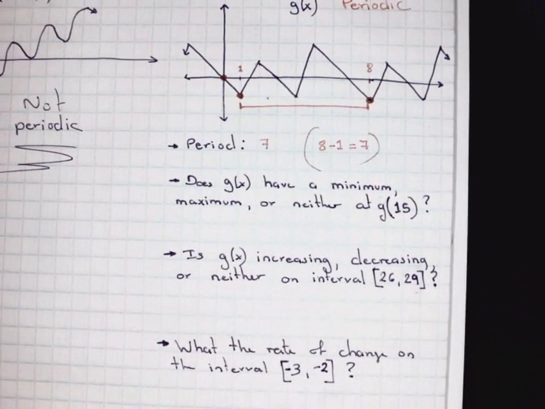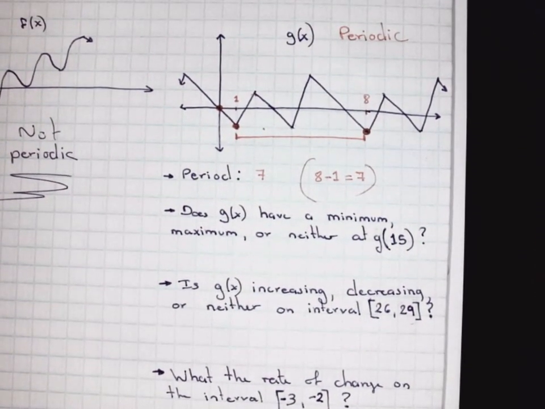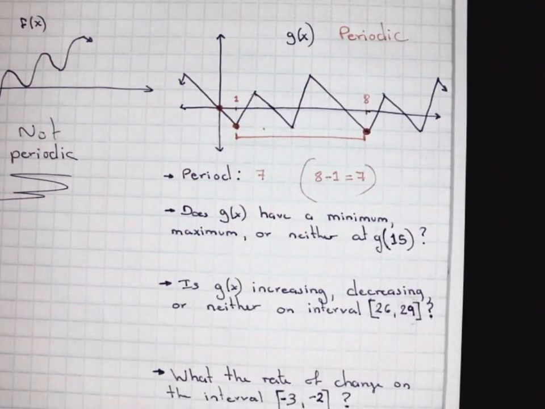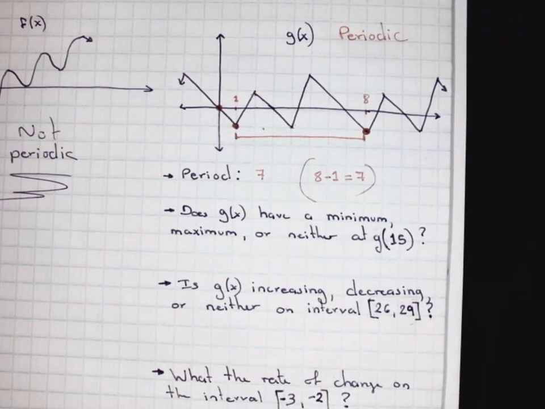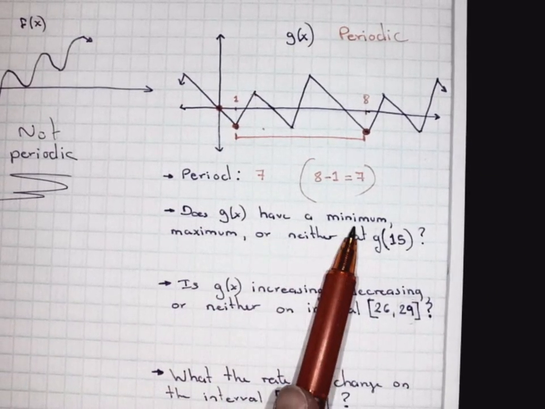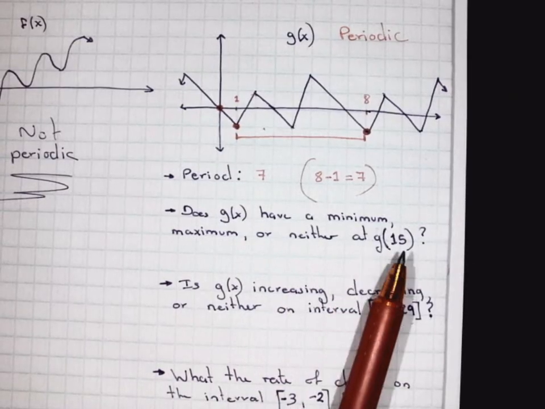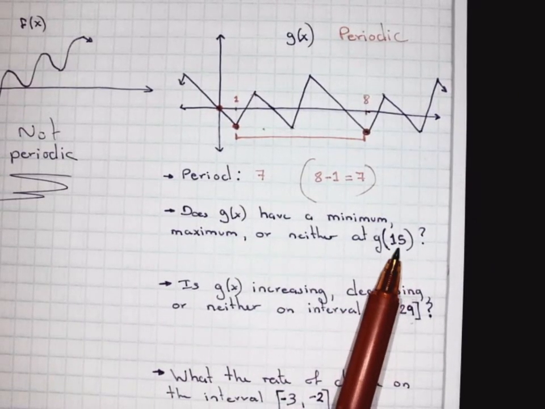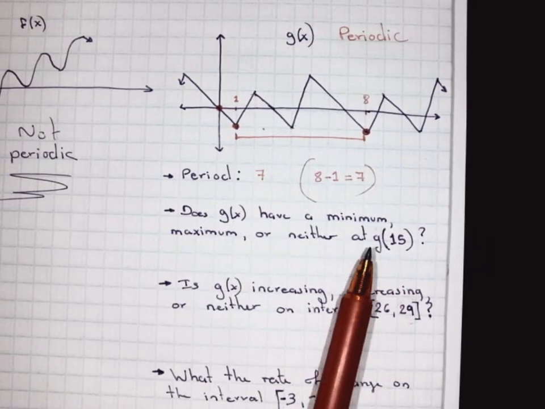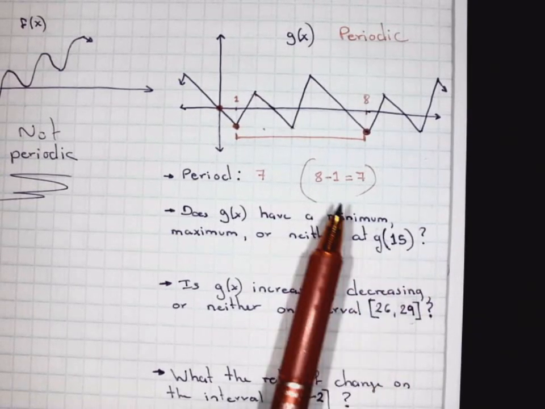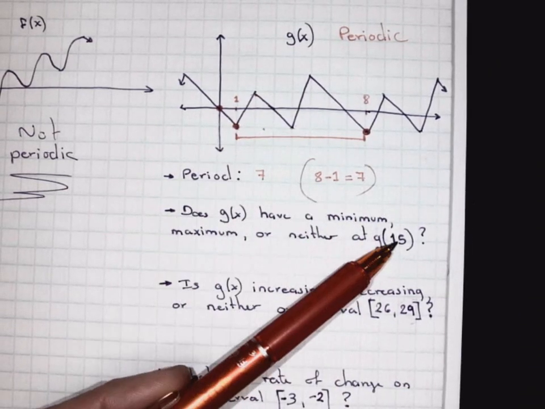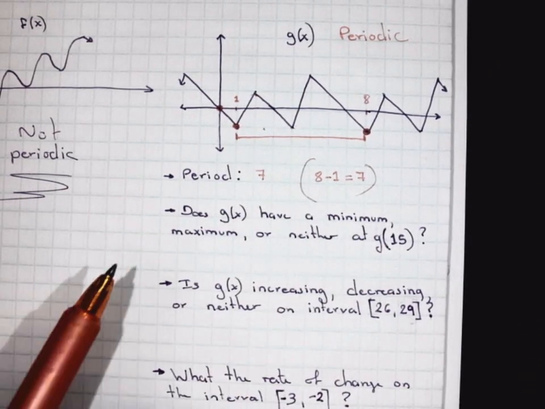And now that we know this is a periodic function, we can find things about the function that we don't see on the graph, beyond the boundaries of our graph, if we just know where they happen. So for instance, does g of x have a minimum, maximum, or neither at 15? So when x equals 15, does my g of 15 represent a minimum or a maximum? Well, I would have to look at my pattern here, at my cycle, and see where I would be at 15. Well, okay, let's look.